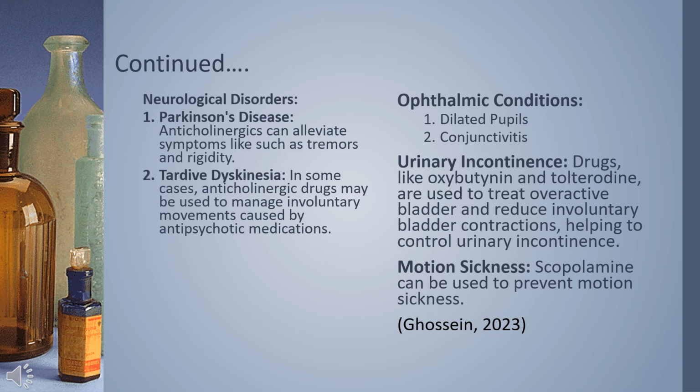And in ophthalmic conditions, whenever there are dilated pupils and conjunctivitis, then these drugs are prescribed. For urinary incontinence, there are drugs like oxybutynin and tolterodine, which help to treat the overactive bladder and help to reduce the involuntary bladder contractions, which automatically helps to control urinary incontinence.